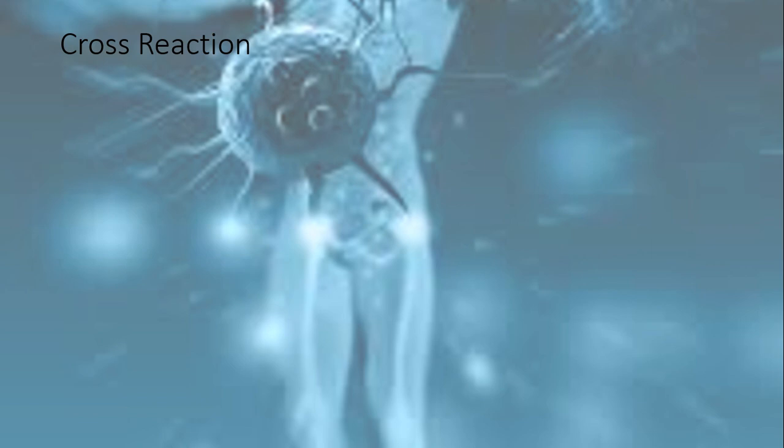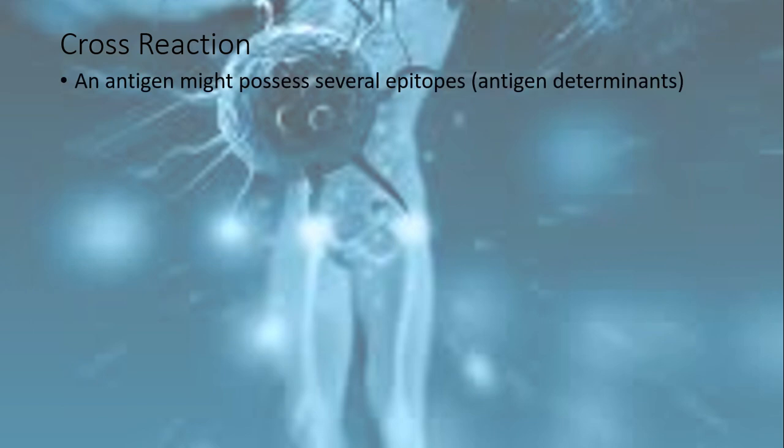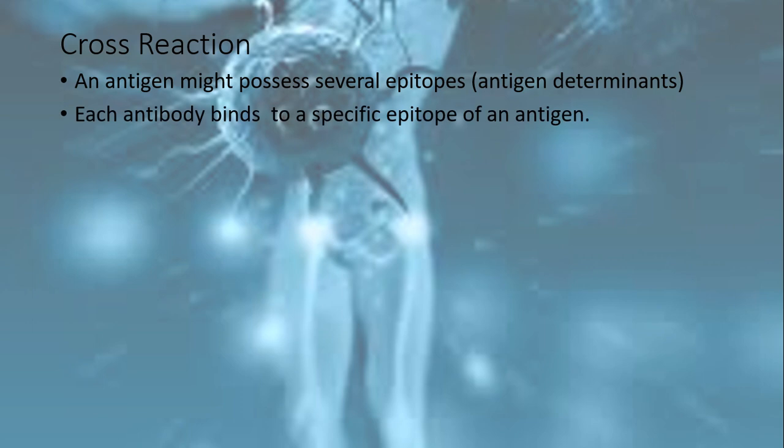We still have one objective to cover in this activity, which is the cross reaction. You're supposed to know that an antigen might possess more than one epitope, more than one antigenic determinant. So it can possess several epitopes. Each antibody is specific for a specific epitope of an antigen. That is to mean if the antigen possesses 3 epitopes, 3 types of antibodies can fix to this same antigen. Each can bind to its specific epitope.